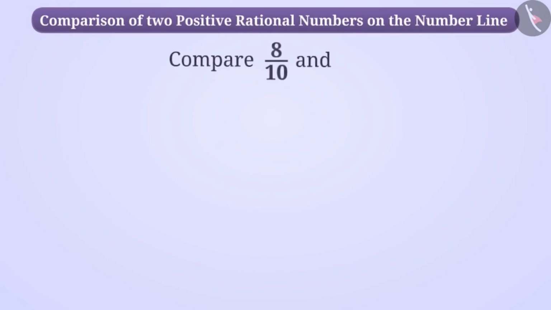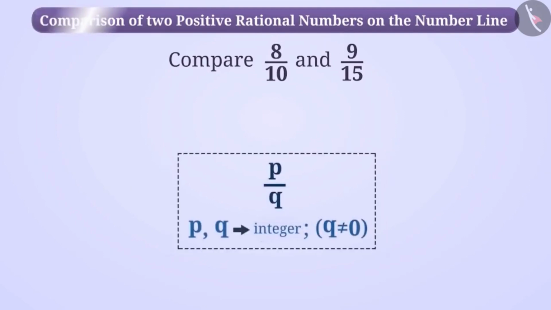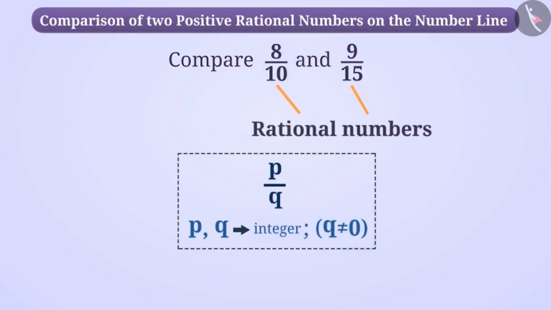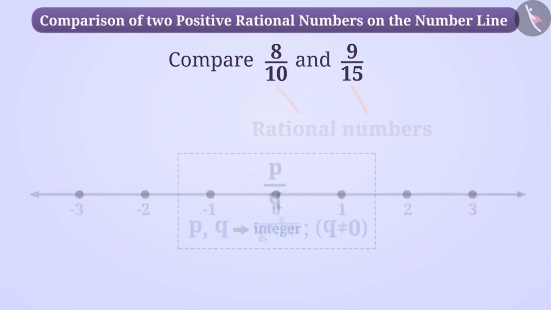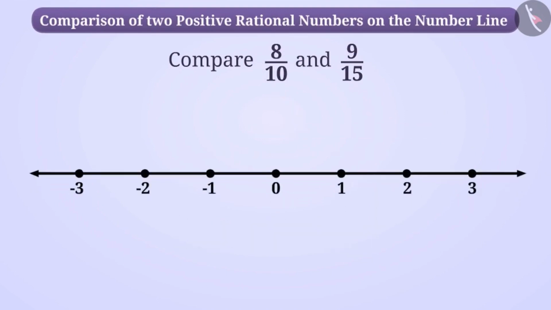Let's compare 8/10 and 9/15. As we can see, both the numbers are in the form of p/q, where the numerator and denominator of both are integers and none of the numbers have the denominator as 0. Therefore, both of these are rational numbers. To compare these numbers, we will first mark them on a number line.